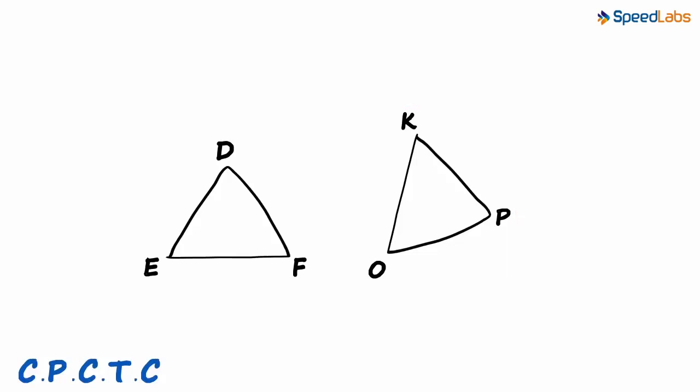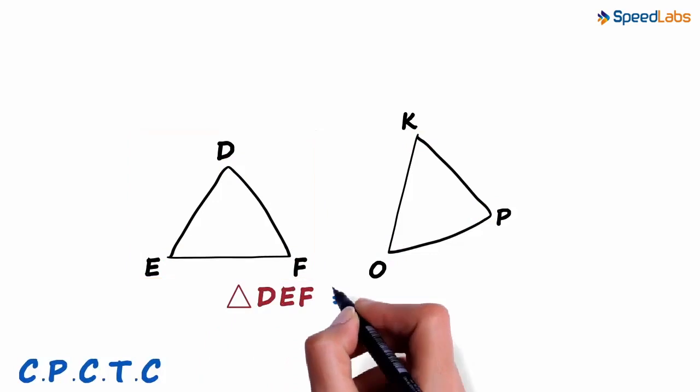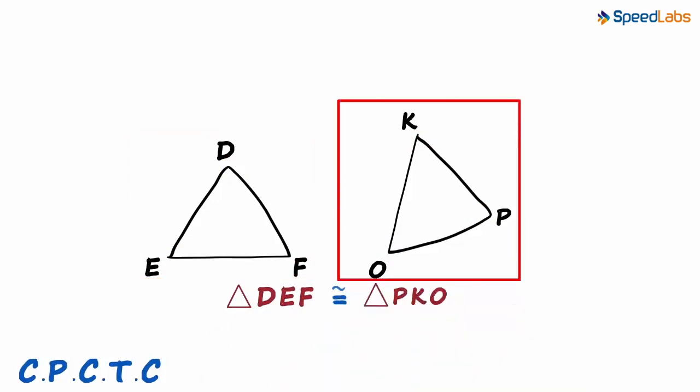In this case, it is a very common mistake to assume correspondence between D and K, E and O, and F and P. But that would be incorrect. Here, triangle DEF is congruent to triangle PKO.